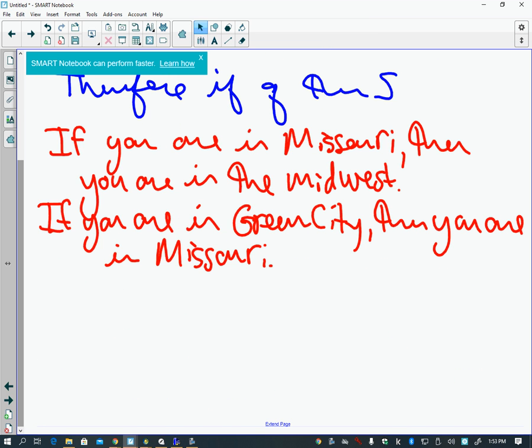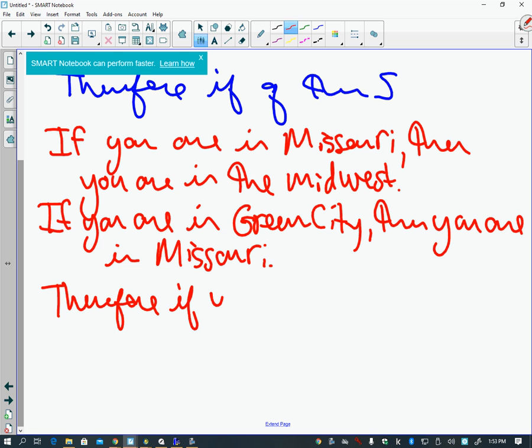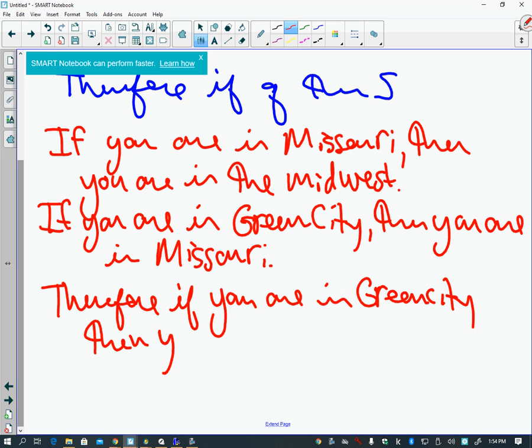Let's get our last part of it here. Then we would have our conjecture. Our conjecture would be, okay, therefore what? What would our conjecture be here then? Therefore, if you are in Green City, then you are what? What's the last thing? Then you're in the Midwest.